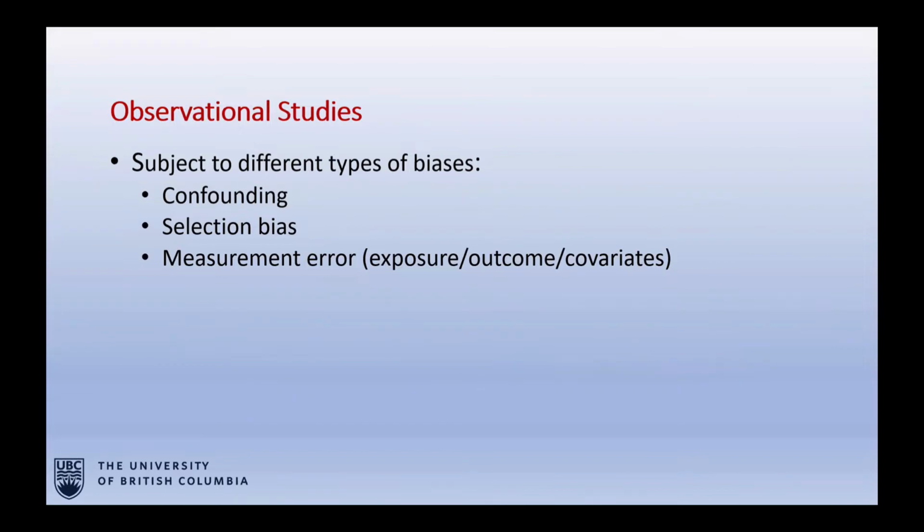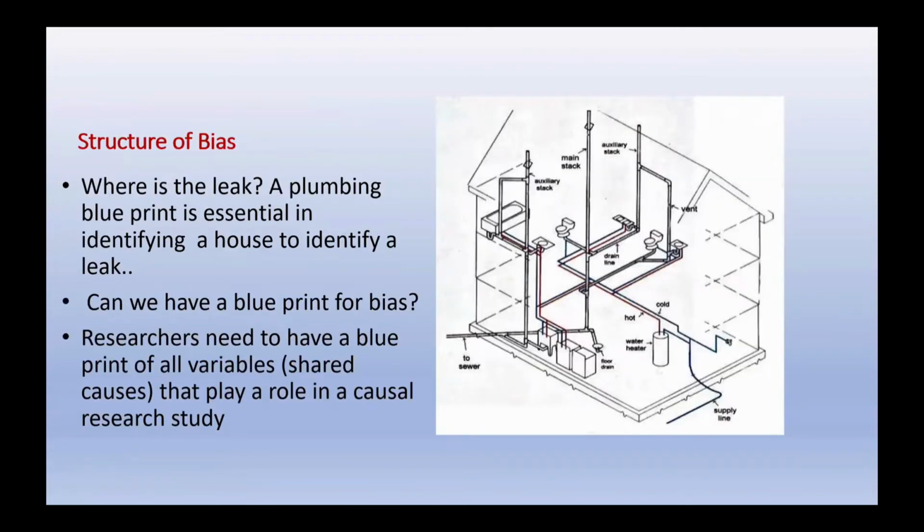And the three main types of biases that we deal with in observational studies are confounding, selection bias, and measurement error, which is sometimes called information bias, or exposure or outcome misclassification. And so measurement error can occur in either measuring the exposure or the outcome or any of the covariates.